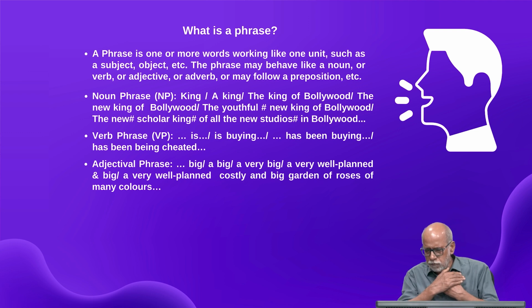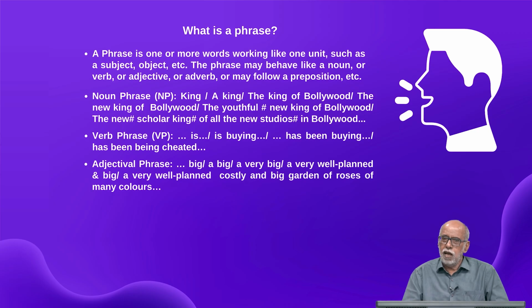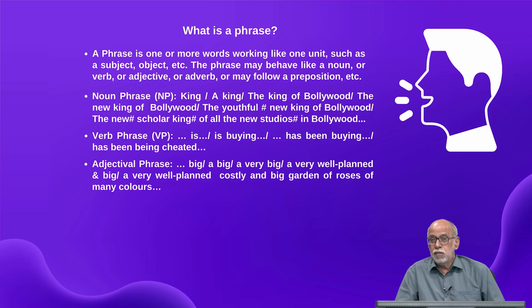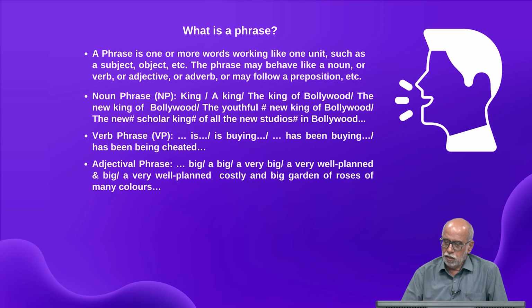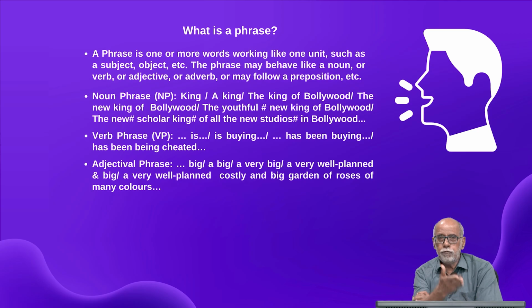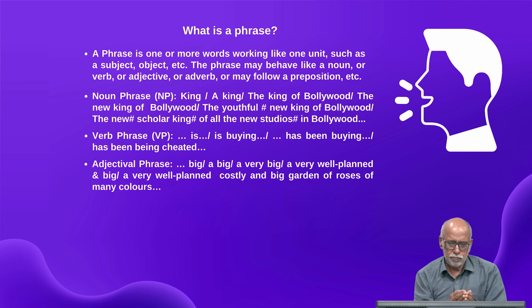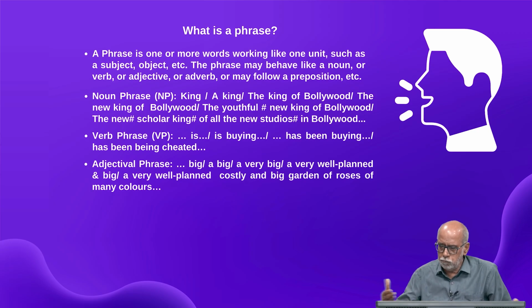You can make a phrase as large or as small as you like, but not smaller than one word. Sometimes yes, smaller than one word, zero, not articulated, but then there is no question of pause after something which has not been spoken. Okay. So a noun phrase can have only one word, one noun, or it can have many other words working together like a noun. Okay. So whether we say king likes garden or we say the new scholar king of all the new studios in Bollywood likes the garden, it's the same thing.